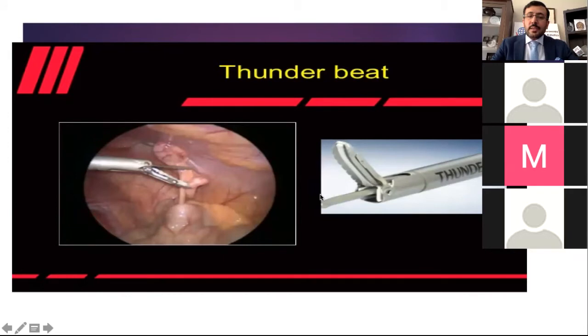Just you can see here, this is the fixed arm. This is also like this harmonic, and this point is very important because this is a hot area. When you're using this, if there is no need, just take it out, because you must see, there is a chance of damage, especially to the small bowel or other intra-abdominal organs.